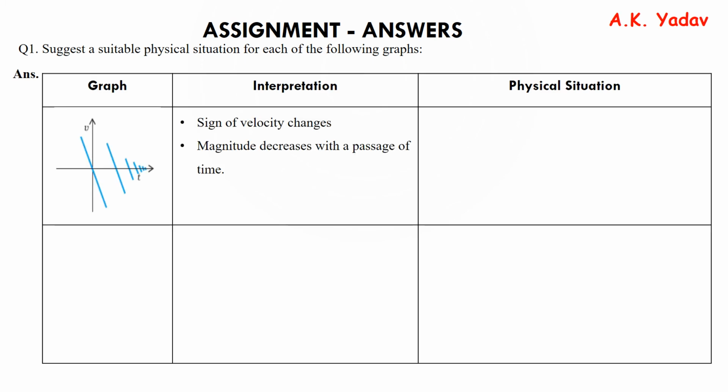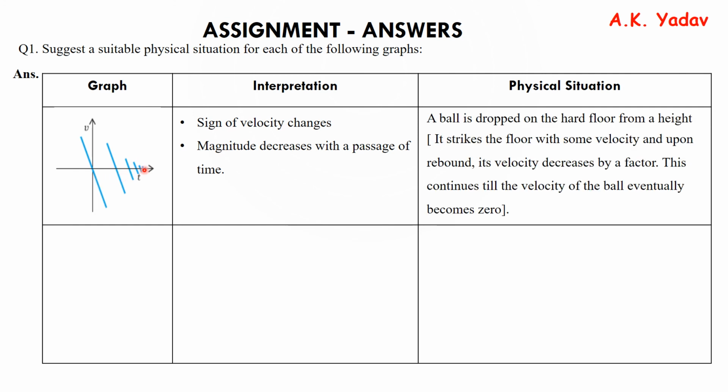Okay, let us interpret it. Now you can see the sign of velocity is changing and the magnitude decreases with the passage of time. The magnitude is also decreasing. So we can say a ball is dropped on a hard floor from a height. It strikes the floor with some velocity, then rebounds, the velocity decreases, this continues and it comes to rest.